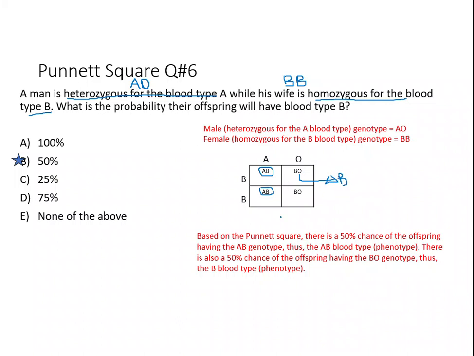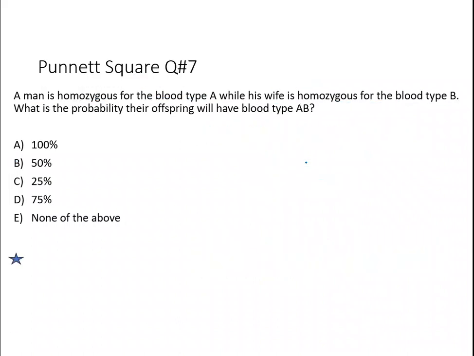So don't forget, these are the genotypes, but when you go to write the phenotype, which is the blood type, then you ignore the O. Okay? So it's a 50% chance.